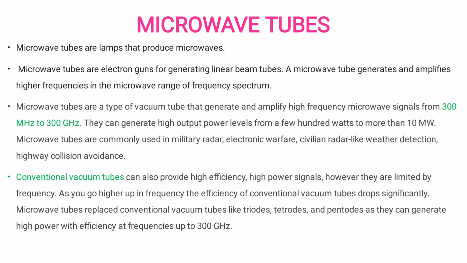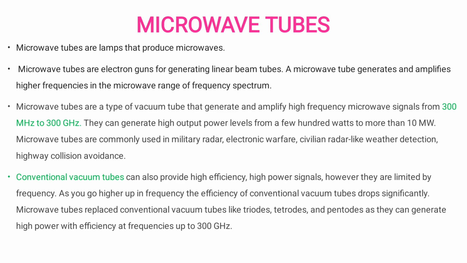So, microwave tubes are lamps that produce microwaves. Microwave tubes are electron guns for generating linear beam tubes, and they generate and amplify higher frequencies in the microwave range of the frequency spectrum. We need to know about the microwave range, microwave applications and advantages too, before we start about microwave tubes. We also need to know about microwave sources like klystron, magnetron and traveling wave tube amplifier.